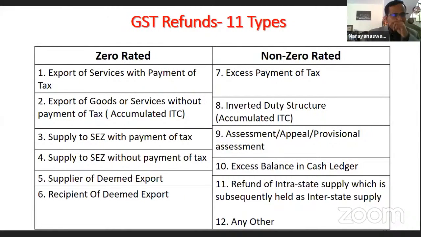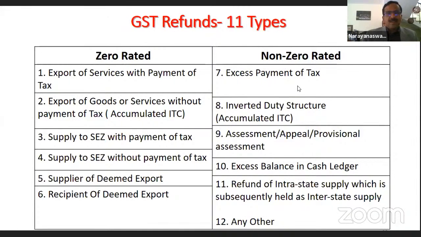He might have supplied to the SEZ, special economic zones. That is called deemed exports, either with tax payment or without tax payment. The same principle will apply. Also, supply to an SEZ is not deemed, but is a special category. But you could have supplied to EOUs, STPI, which are deemed to be exported. So here also there are two types of refunds available. Either the supplier can get it or the recipient can get it.